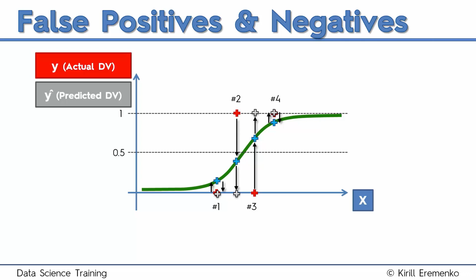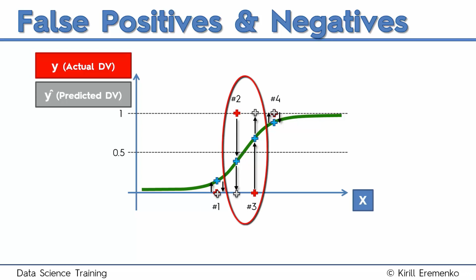And right away, you can see that for observations number 1 and number 4, we predicted correctly. For person number 1, we predicted that he won't take up the offer, and he actually did not take up the offer, because the red mark is also on the same horizontal line. Now for observation number 4, same thing. We predicted that that person will take up the offer, and they did take up the offer.